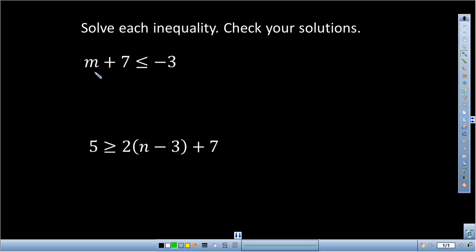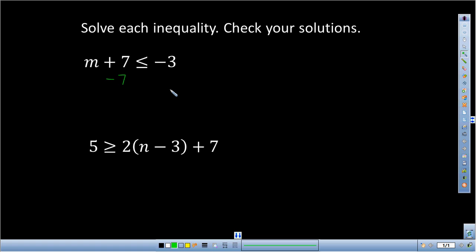So take a look at the first inequality. We have m added to 7 is less than or equal to negative 3. So the steps are going to look familiar because we're going to be using properties of inequalities just like we use properties of equalities to solve equations. The first thing we need to do to isolate the variable is undo this add 7. We can undo add 7 by subtracting 7.